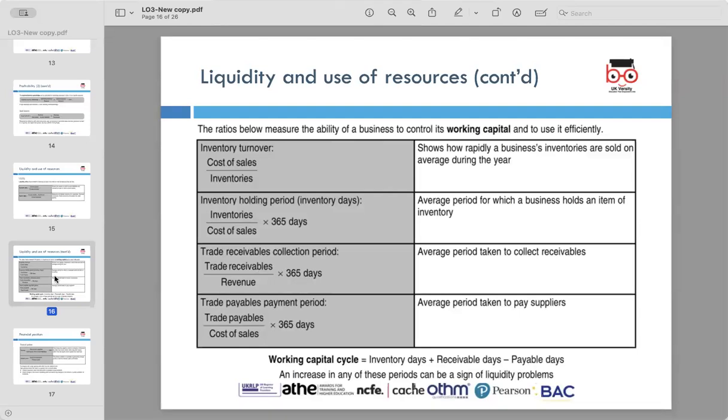Efficiency ratios evaluate how efficiently a company manages its resources and operations. These ratios focus on inventory management, receivables collections, payables management, and the overall working capital cycle.